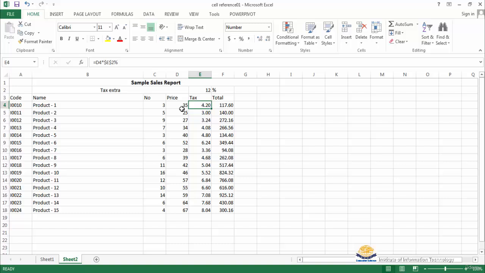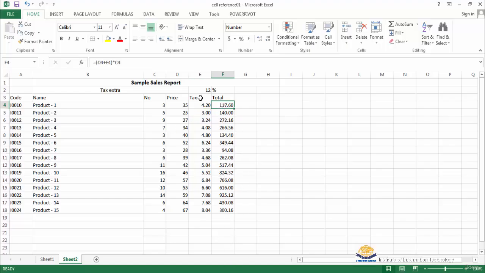D4 means the price into cell number E2. E2 means the tax percentage 12. It is set as absolute cell reference. Then it is copied below. So we got all tax amounts. Then the calculation is given in total.